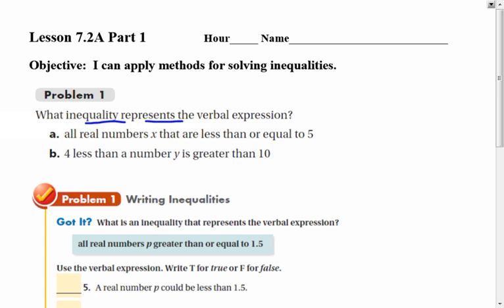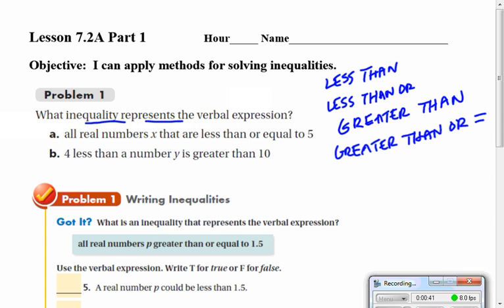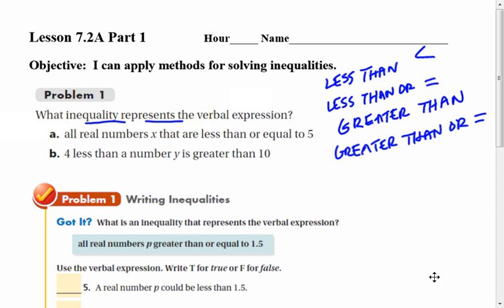Now inequalities are less than or equal to, greater than, and greater than or equal to. And the signs we use for them are, for less than, that's just an arrow like this that points to the left. Less than or equal to just has a line underneath it. Greater than is an arrow that points to the right. Greater than or equal to is an arrow that points to the right with a line under it.